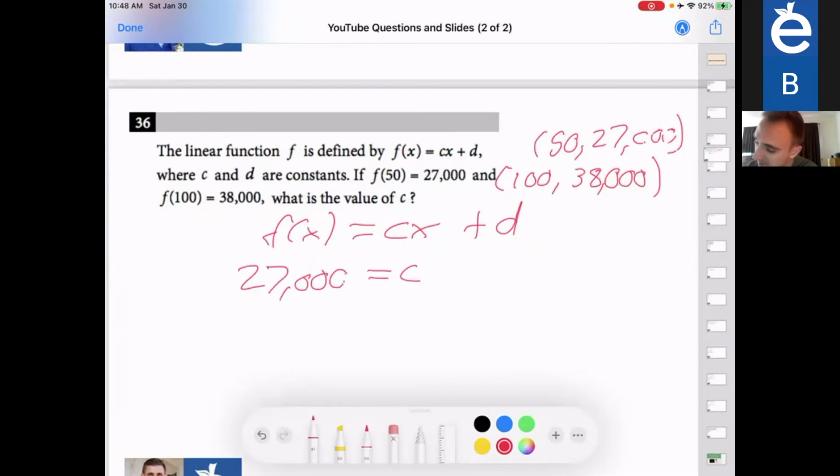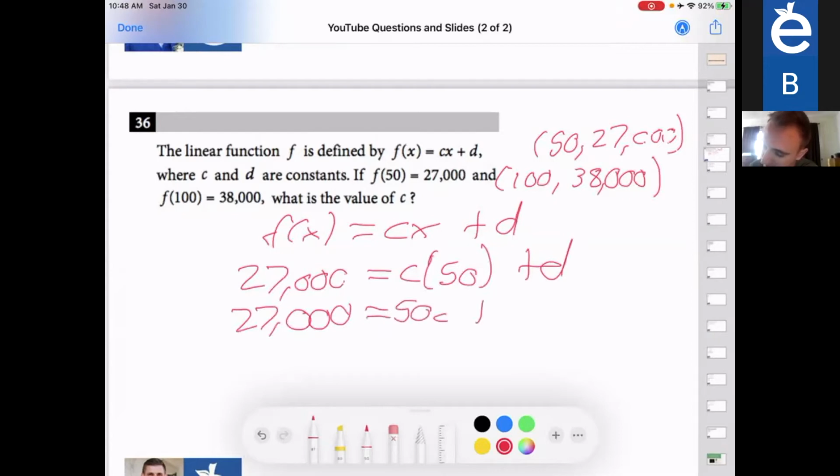Leave c. I'm going to plug in 50 for my x plus d. So if I rewrite this, just try to simplify this a little bit. 27,000 is equal to 50c plus d. All right, well, we can't really do anything there. We have an equation with 2 unknown variables.